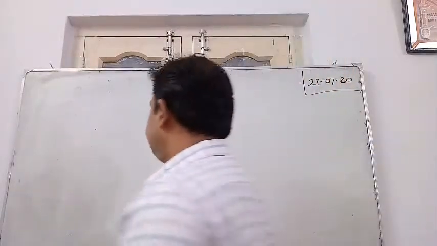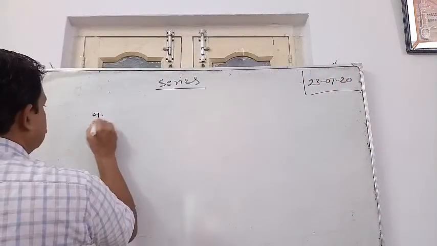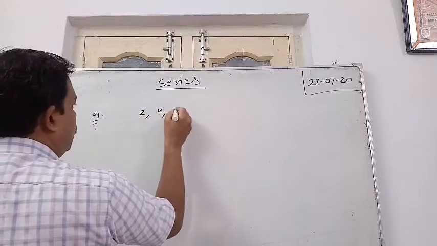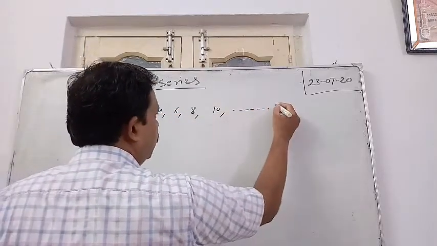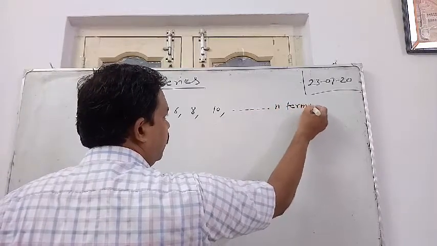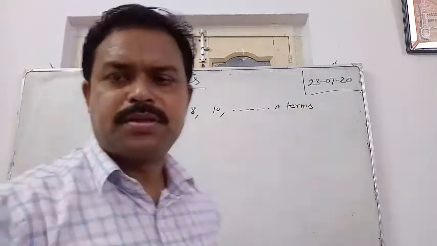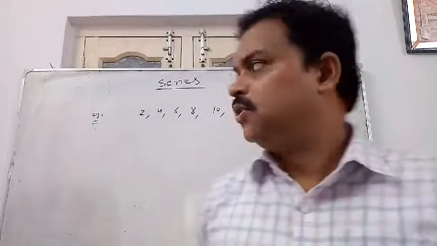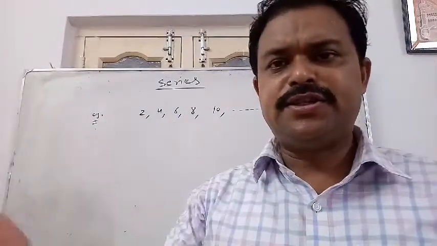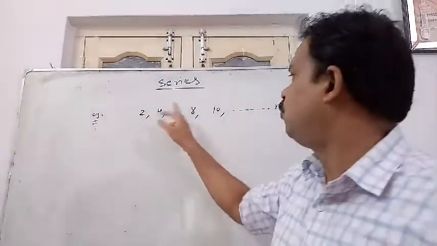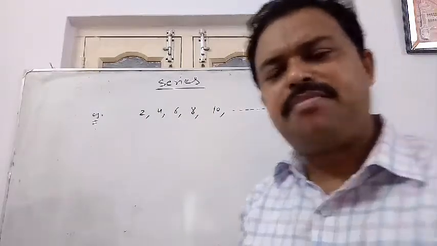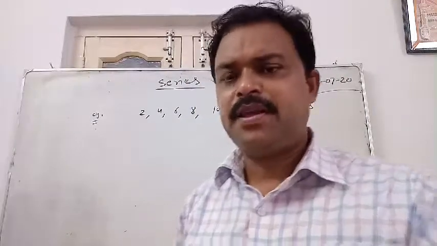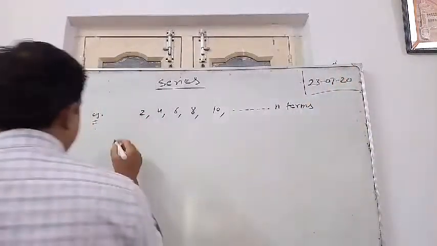For example, 2, 4, 6, 8, 10, dot dot dot, n terms. This is called a series. So this is nothing but printing the series. You are printing the series 2, 4, 6, 8, 10 dot dot dot n terms. Okay. Sometimes the examiner asks to calculate the sum of the series. What is the meaning of sum of series?